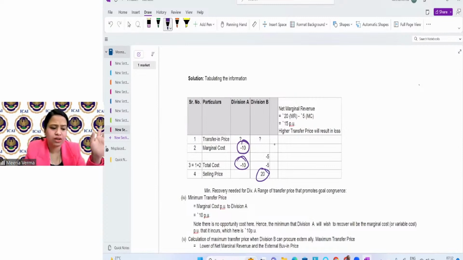But the question is what? In the question, they're just asking at what price they will transfer the goods. It will be rupees 10. That's it. In the question, they're just asking what will be the minimum transfer price. Tell them just rupees 10.